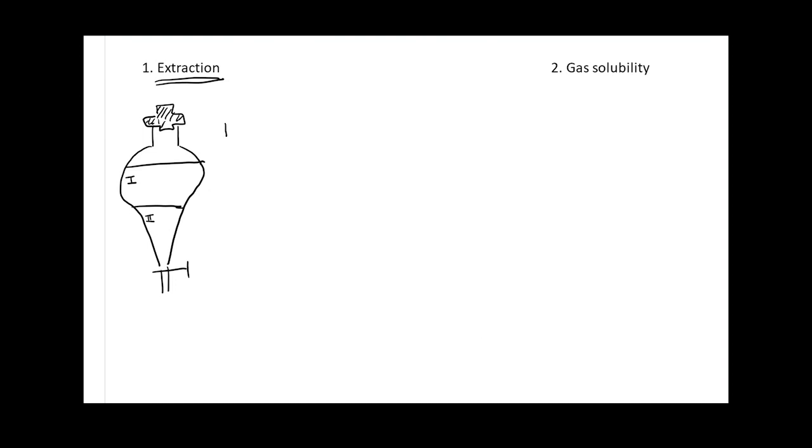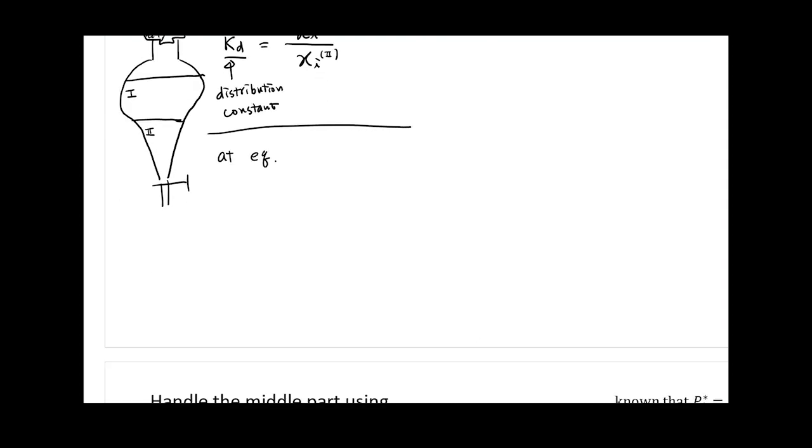When you do this, typically you will define an equilibrium constant called Kd. This is called the distribution constant. So Kd can be defined as the mole fraction of component I in phase 1 over the mole fraction of component I in phase 2. Once you reach equilibrium, the chemical potential of component I in phase 1 has to equal the chemical potential of component I in phase 2.